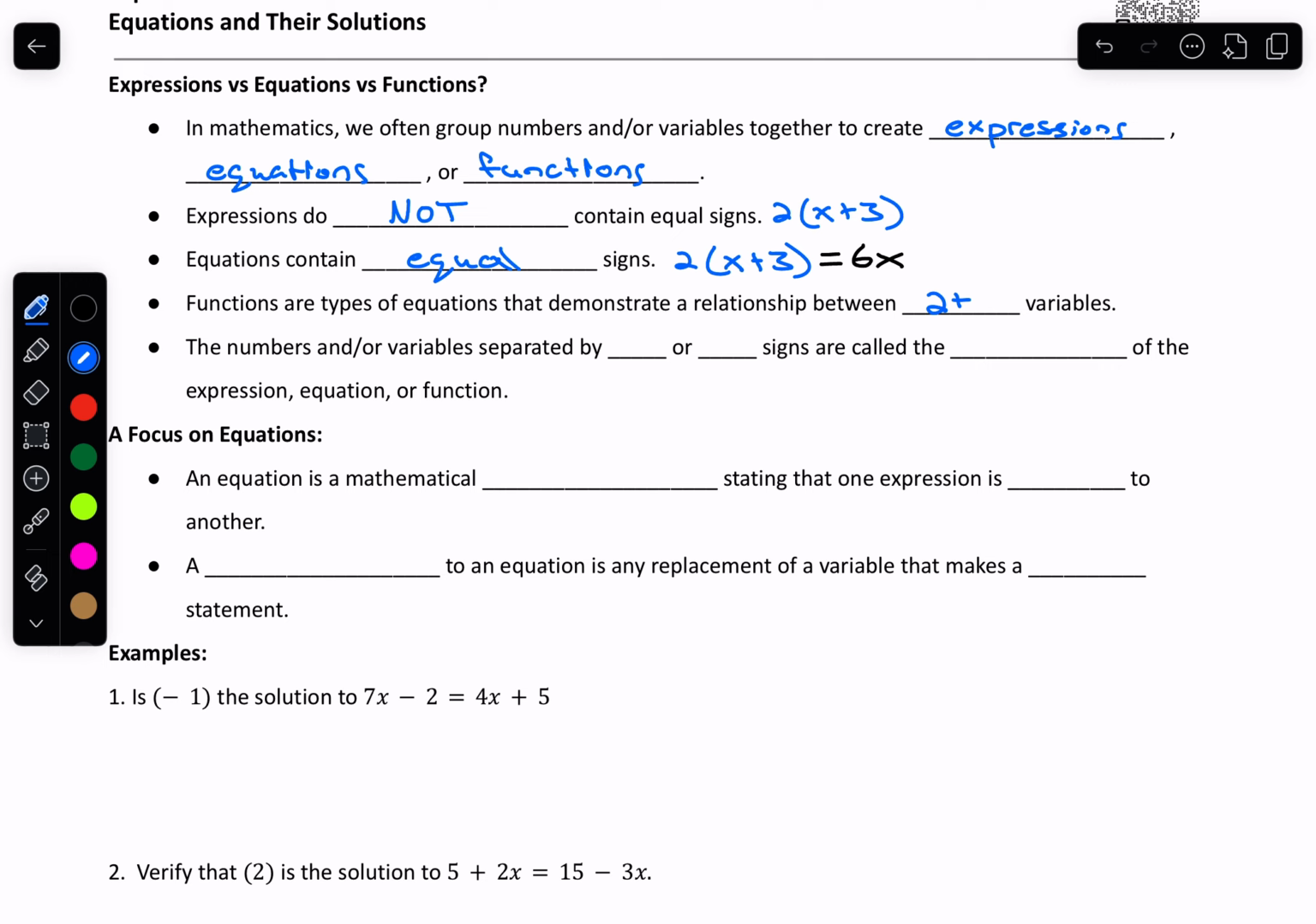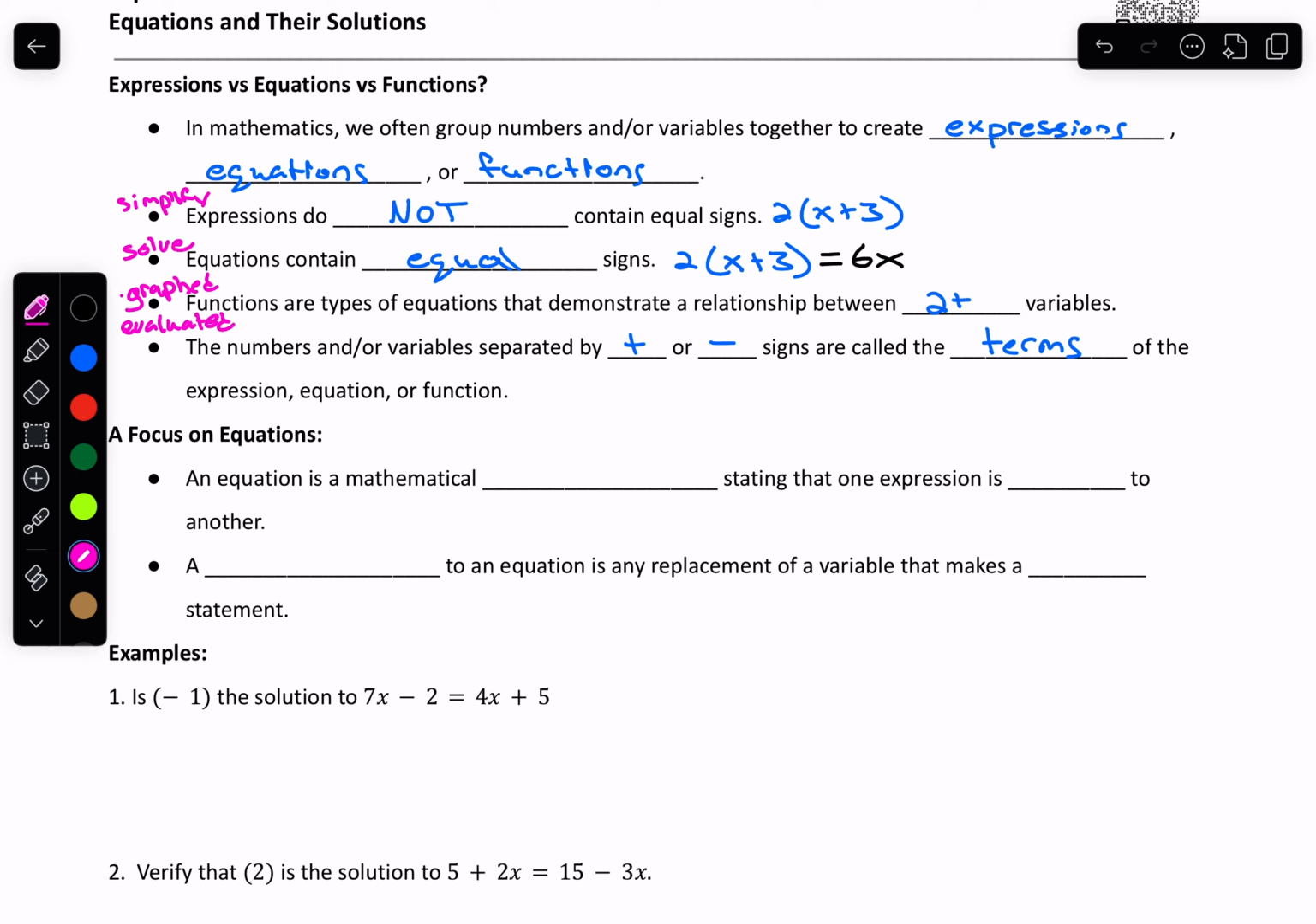And then the numbers and/or variables that are separated by plus or minus signs are called the terms of the expression. So whenever we have expressions in equations or functions, we can separate different terms using addition and subtraction signs. All right, and when we talk about these things, usually we use the same few words each time. For expressions, generally we simplify expressions. Equations are generally solved, and functions are most often graphed or evaluated.